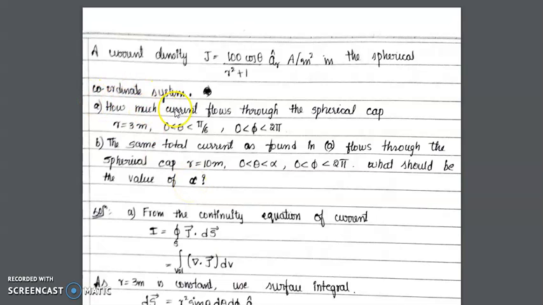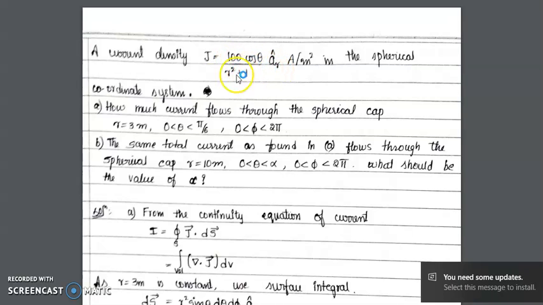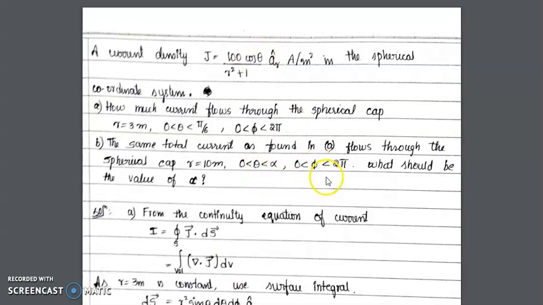So first we will take case A. In the question they give us the current density. If you observe the equation for current density, 10 cos theta R square plus 1 into AR cap, it depends on only one vector component, that is AR cap. So we can say this current density is normal to the surface area with respect to theta and phi. So AR cap is normal to theta and phi.